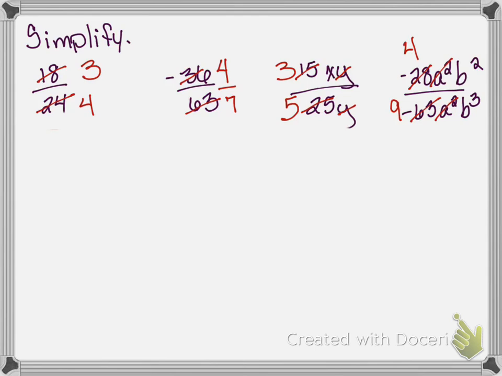Now, I have b squared on top and b to the third on the bottom. Let's think about what that means. B squared means b times b. B to the third means b times b times b. So when I cancel these out, what am I left with? On the bottom. Good, I'm left with just b on the bottom.